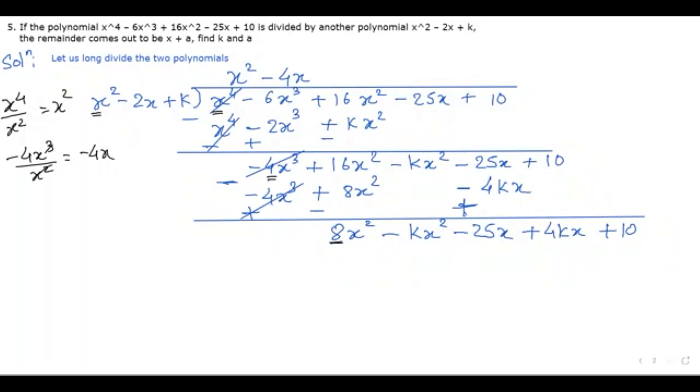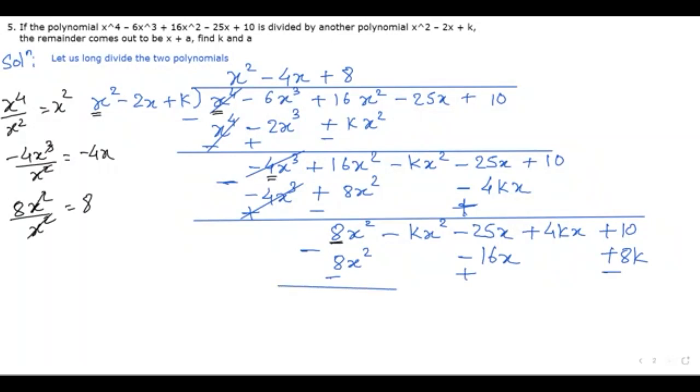Immediately, first term 8x square upon x square, x square and x square get cancelled. Just 8 remains. Comes here just an 8. 8 into x square is 8x square. 8 twos are 16, minus 16x below minus 25x, and 8k, totally different term, plus 8k. Because of minus, plus becomes minus, minus becomes plus, plus becomes minus. Keep it simple. Do not complicate the terms. See, it's so easy. 8x square has cancelled with minus 8x square.